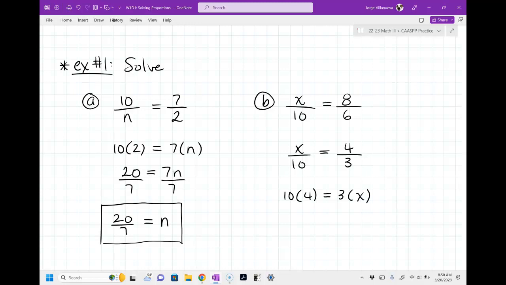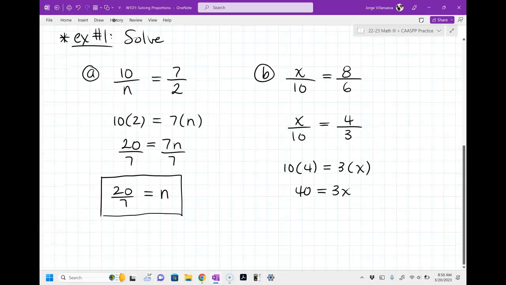And you can put them, by the way, in any order. You could put 3 times x on the left side and 10 times 4 on the right side. It doesn't matter. Okay, you choose. So 10 times 4, that's 40, equal to 3x. And we're going to divide by 3 to solve for this.